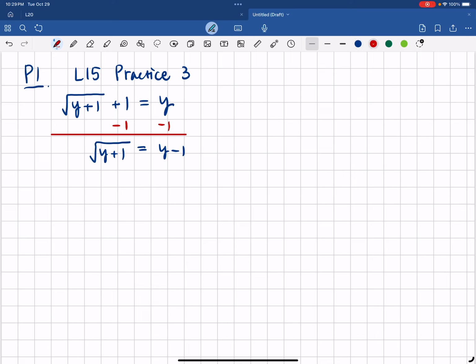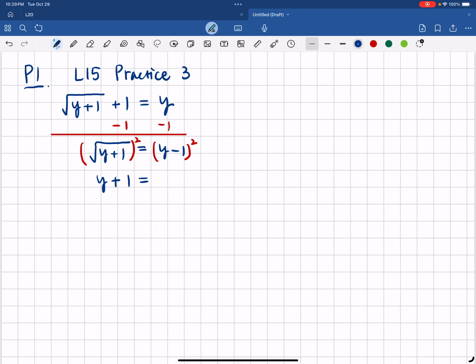Next, we're going to square both sides. This is because the inverse operation of square root is square. So you square the left-hand side and the right-hand side. On the left-hand side, the square root and the square cancel out. We will have what's inside, which is y plus 1. On the right-hand side, it's y minus 1 squared.